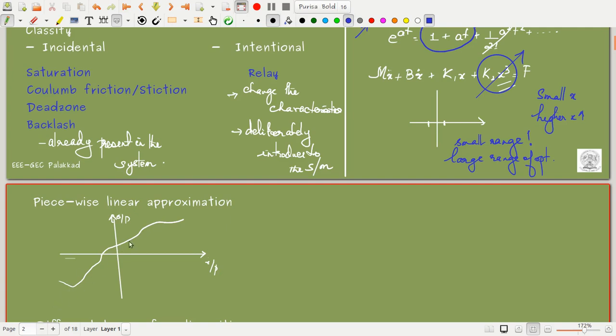I cannot approximate it using a single line, because here it is going down, almost flat, and then going up. So what I will try to do is linearize it piecewise. For this part, I will linearize it like this. For this part, I will make some linearization like this, and after this part I may linearize it like this. So I make a piecewise approximation to this whole function.